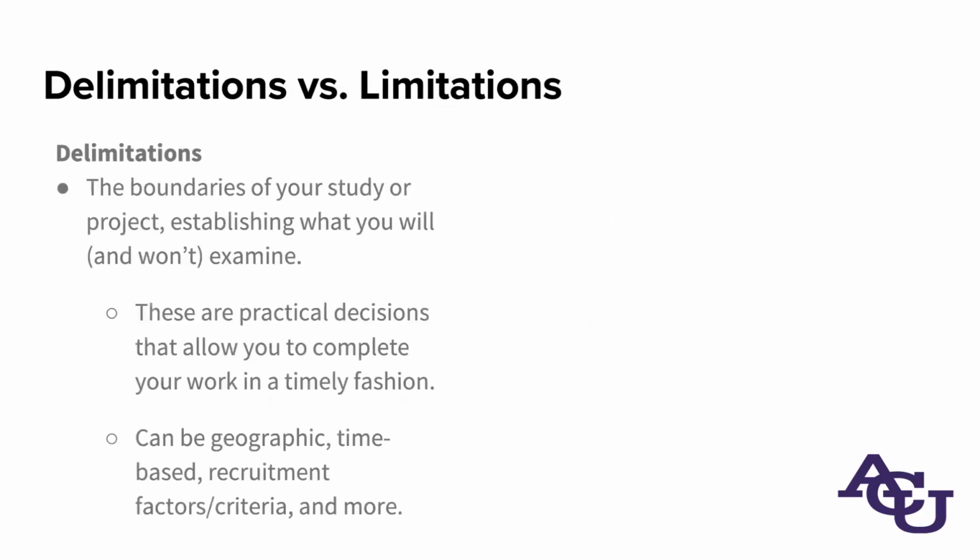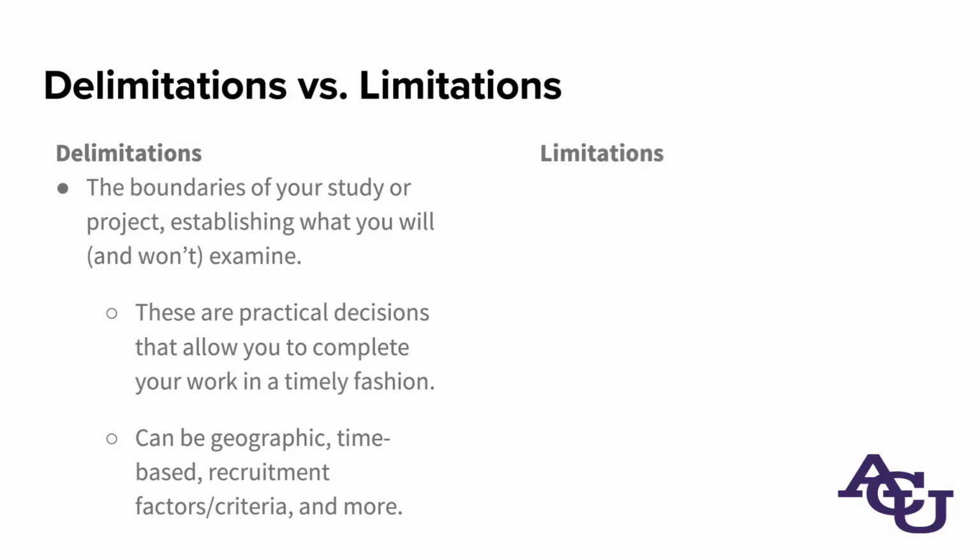Delimitations and limitations, we did talk about this earlier, but again, delimitations, these are the boundaries of your study or project, and these establish what you will and won't examine. And there are practical decisions that allow you to complete your work in a timely fashion. If you didn't have any boundaries, you could be recruiting forever. Or you could be trying to track or interact with everyone in a position, but they keep getting replaced. So, time is a very reasonable delimitation to have. Same as geography, you might be looking at people who meet certain criteria.